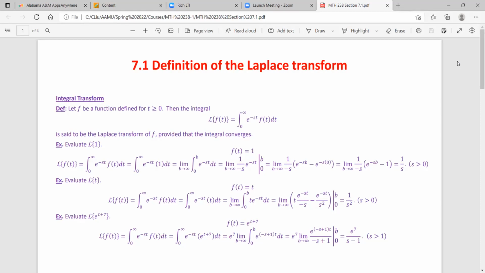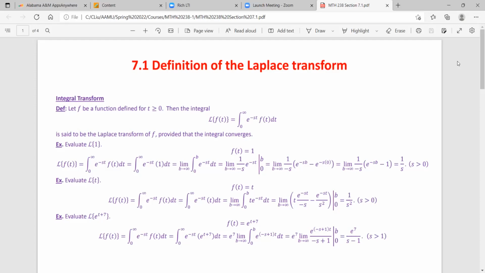So in section 1, let's just introduce this Laplace transform. So what's the definition? All right, it is an integral transform first. That means you just integrate something from the original equation and get another function. So let f be a function defined for t greater than or equal to 0. So that's the function f, and the variable is t, not x. It has to be non-negative.